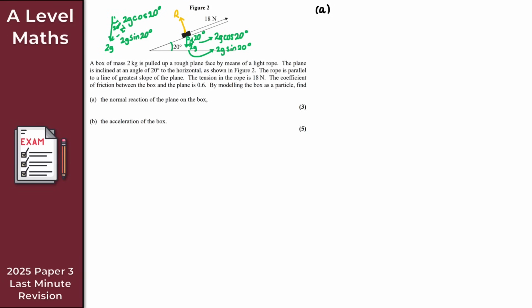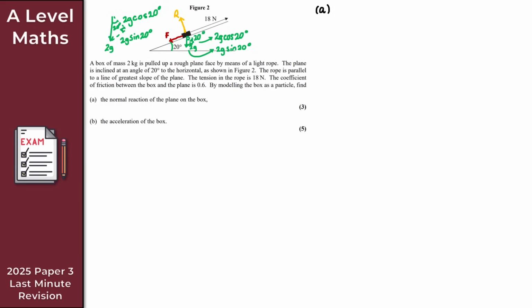We've also got friction here. I'll do friction in a different color. So the box is being pulled up the plane, so friction opposes motion, so friction will act down the plane here. So friction will act down the plane here. I'm just going to label that as F here. We do know the coefficient of friction, but I'll just leave it now as F here. We can sort that later on in the question.